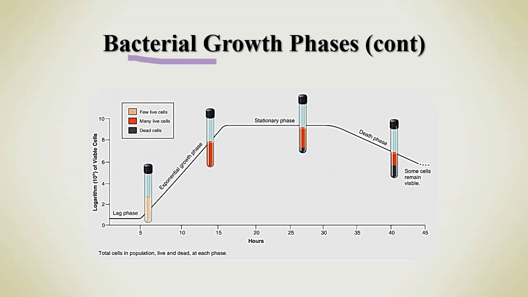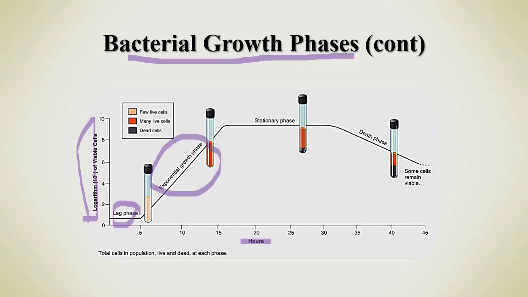This is what the bacterial growth phases look like, also known as a growth curve. Your y-axis is usually the logarithm of viable cells, which means the number of living cells, and your x-axis is hours. The curve usually starts with a lag phase, followed by the exponential growth phase, also known as the log phase, followed by the stationary phase, and the last one is the death phase.